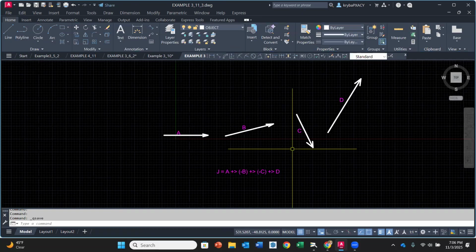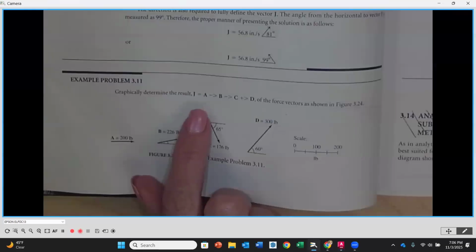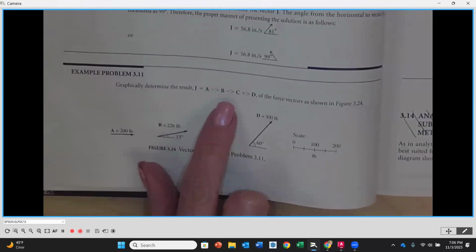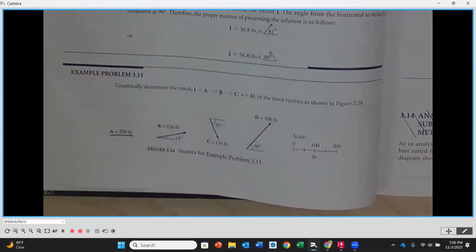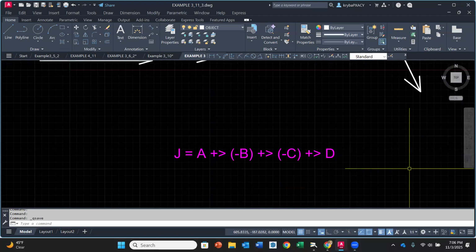Now, as we can see in the example, it wants us to take A minus B. Instead of writing it A minus B, we're going to add the negative quantity of B. And then the same thing for C, we're going to add the negative C. So what I've done in AutoCAD here for my vector equation, notice that I have A plus vectorially negative B. Make sure you put that in parentheses. And then plus vectorially negative C.